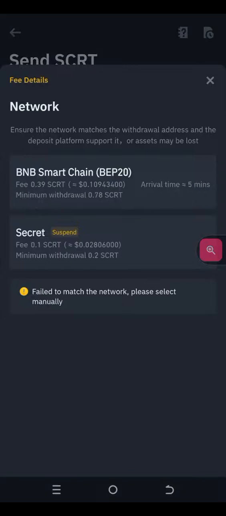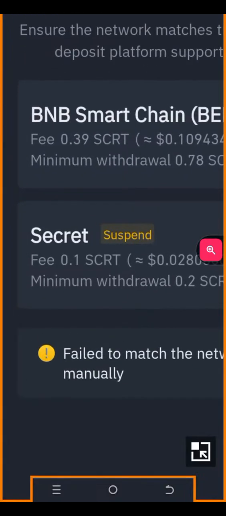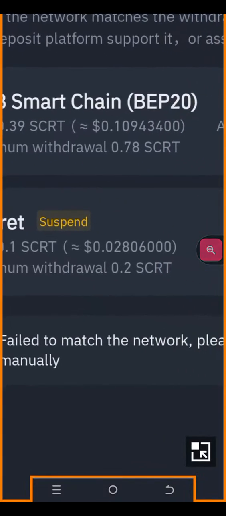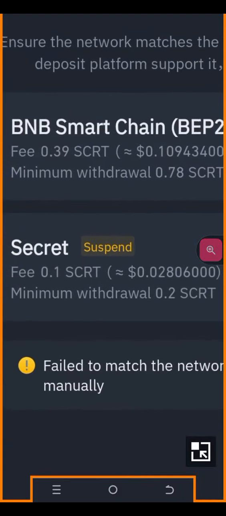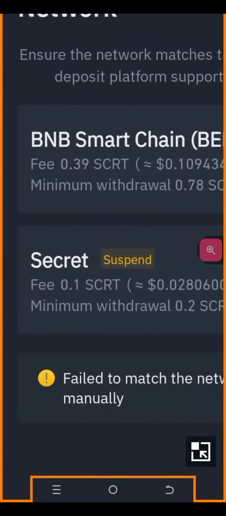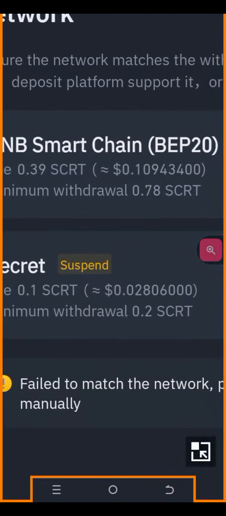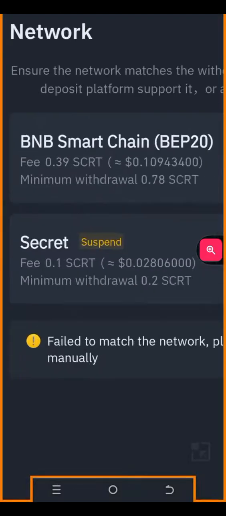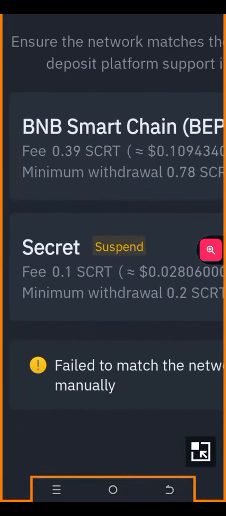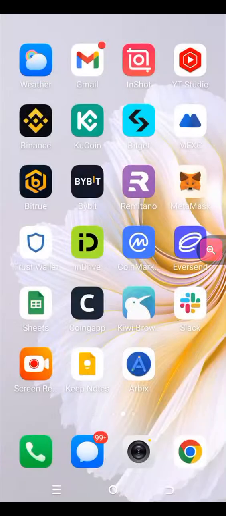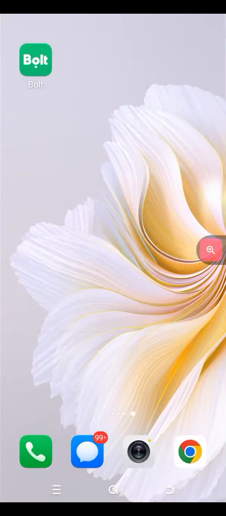So we have two networks here. We have Secret Network, which is a very small amount to send. And there's BEP20 Network. Interesting. So the BEP20 network is just about 10 cents to send, right? But meanwhile, the Secret Network is suspended. Okay, let's go and check. Let's see whether we can send this over to KuCoin. Okay, like I told you, it's a dependency upon a dependency.